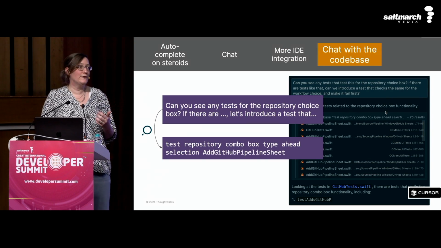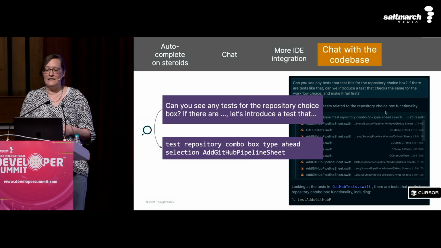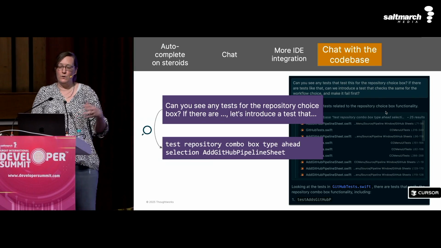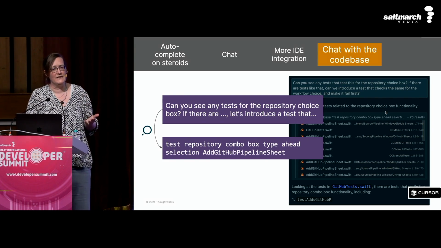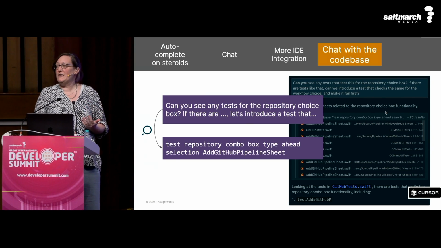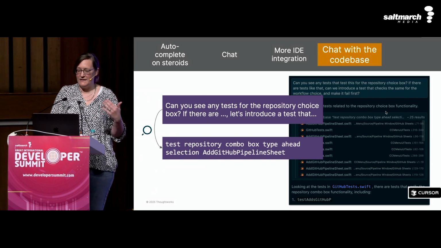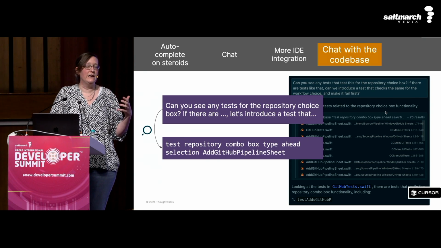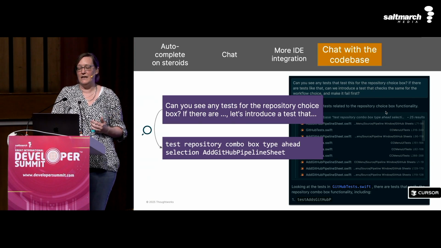Then it evolved even further, and the chats became even more code-base aware. So we could start asking questions about our code base, or chatting with the code base, as you can also say. Here's a screenshot of Cursor, another coding assistant, and you can see I was asking a question in a code base that was unfamiliar to me. Can you see any tests for this particular drop-down box? If not, introduce a test, et cetera. And in the background, the tool is turning this into a search query that is querying the index of the code base that the tool has created inside of the IDE.